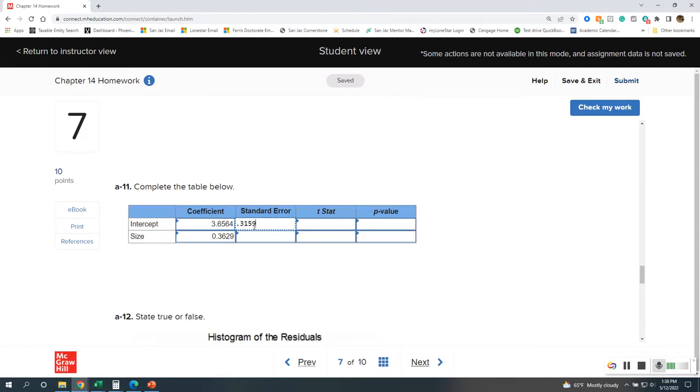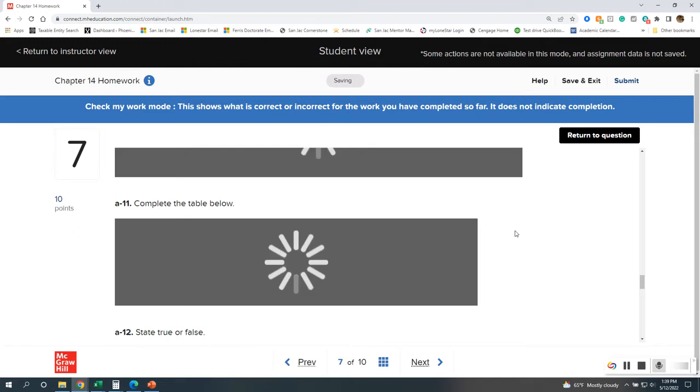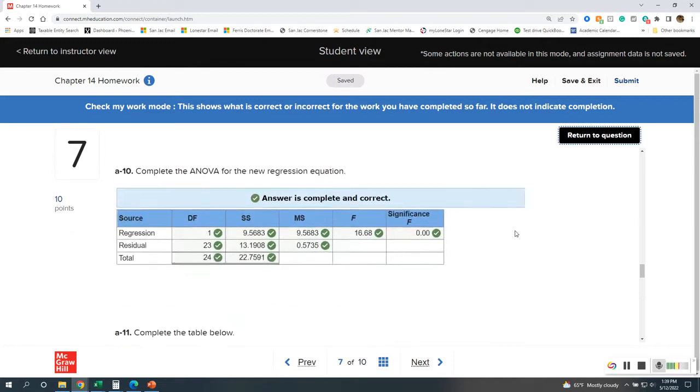Standard 0.31591, 0.08886, T-stat 11.5745, 0.0856, P-value and 0.00046. Okay, check. Make sure we put in all the numbers.